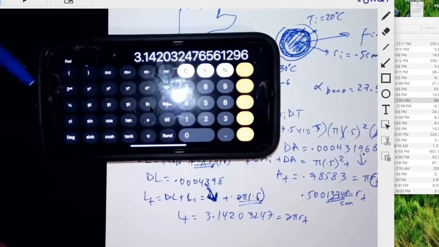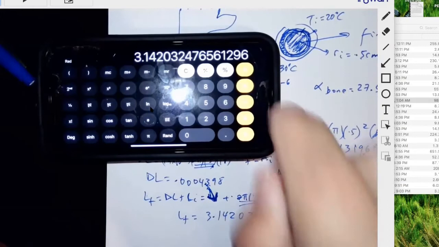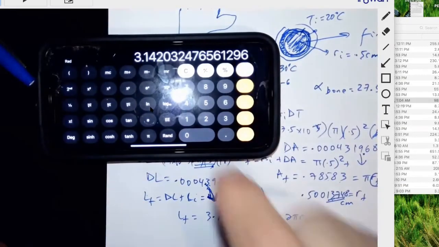Okay, here comes the moment of truth. So if I divide this by 2 pi, that will tell me the inner radius of the ring. Okay, here we go. Divide by 2. Divide by pi.